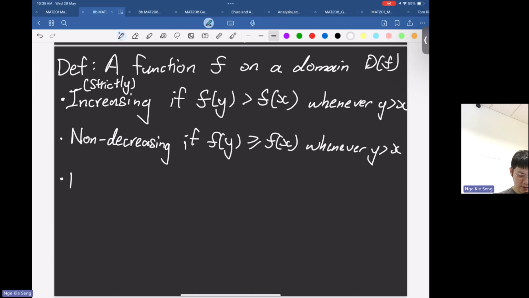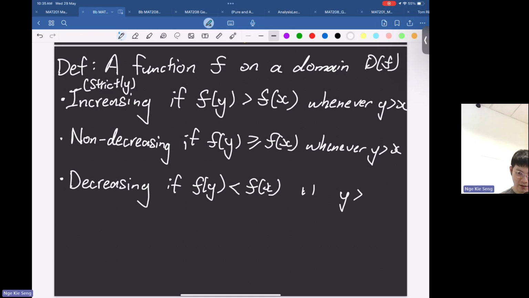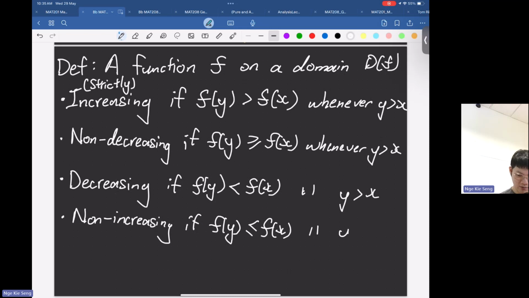How about decreasing? Decreasing is the other way around. f(y) has to be less than f(x) whenever y is greater than x. Similarly, non-increasing if f(y) is less than or equal to f(x) whenever y is greater than x.